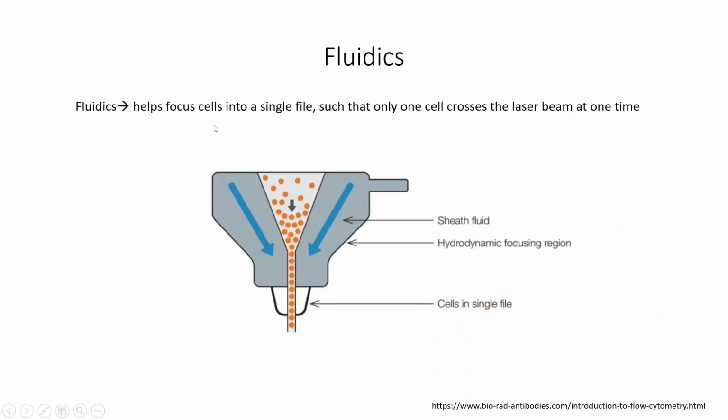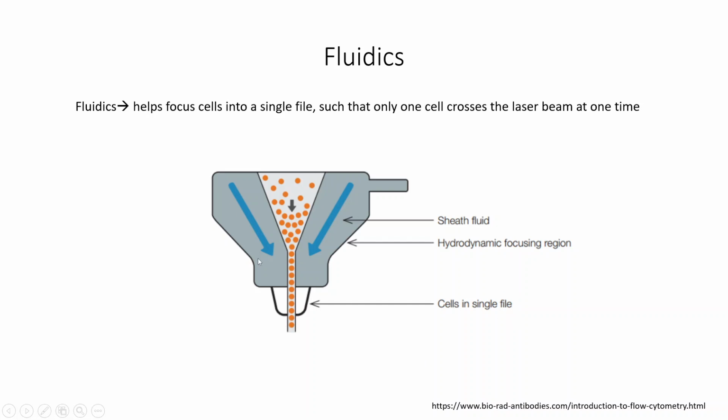So the fluidics help focus the cells into a single file. If you have a whole bunch of cells that you're hitting with the laser at the same time, you're going to get some muddled up signal, right? It's not going to be clear. So you need to look at the cells one at a time so you can assess their properties individually. Only one cell will cross the laser beam at one time, so you can assess the properties one by one.